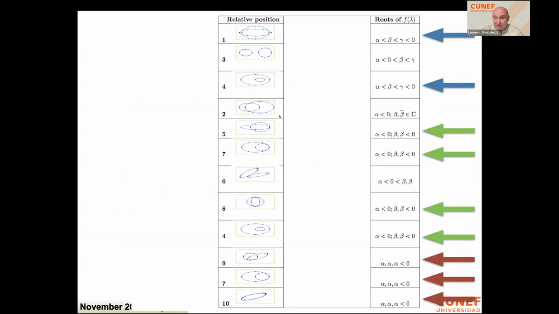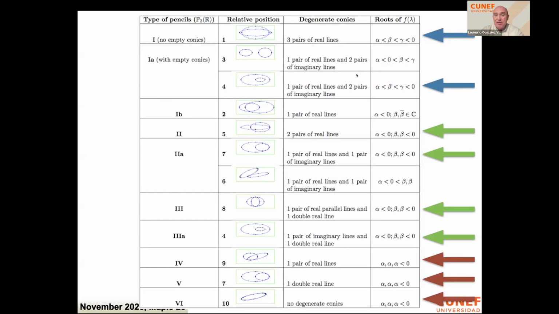For example, if you look at this table, you can see that if the three real roots are negative, we have 4 intersection points, the first possibility. But this also corresponds to the case where we have the 3 negative roots, both conditions are the same, but the geometric configuration is completely different. So to separate all possible configurations for two ellipses, we need to add what we call the nature of the degenerate conics in the pencil.